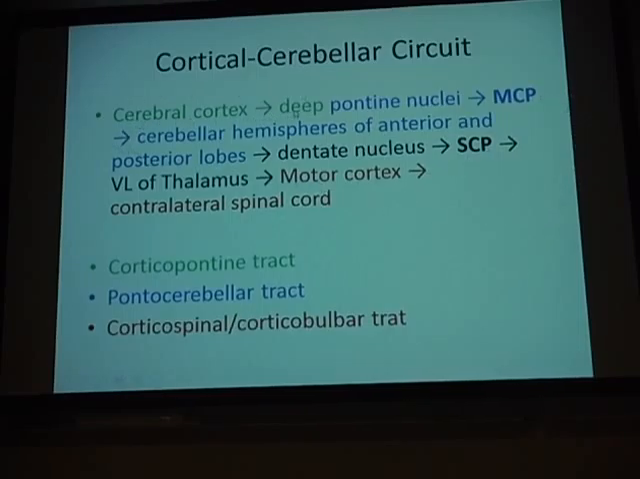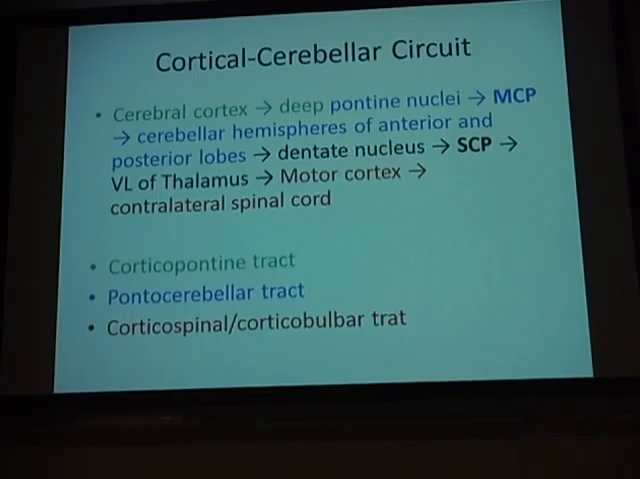From the cerebral cortex to the deep pontine nuclei is sometimes called the corticopontine tract. That's why I labeled that in green. From the pontine nuclei to the cerebellar hemispheres is referred to as the pontocerebellar tract. And then what we've already seen from the motor cortex to the spinal cord is either going to be the corticospinal or the corticobulbar tract.